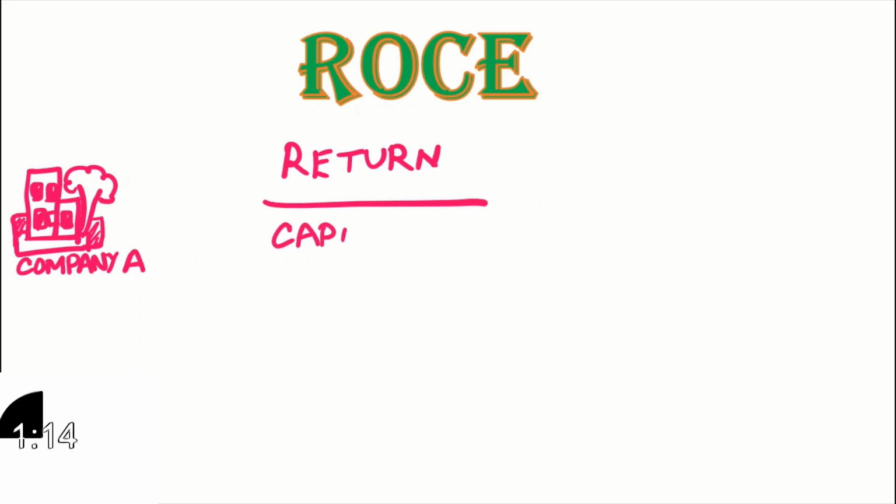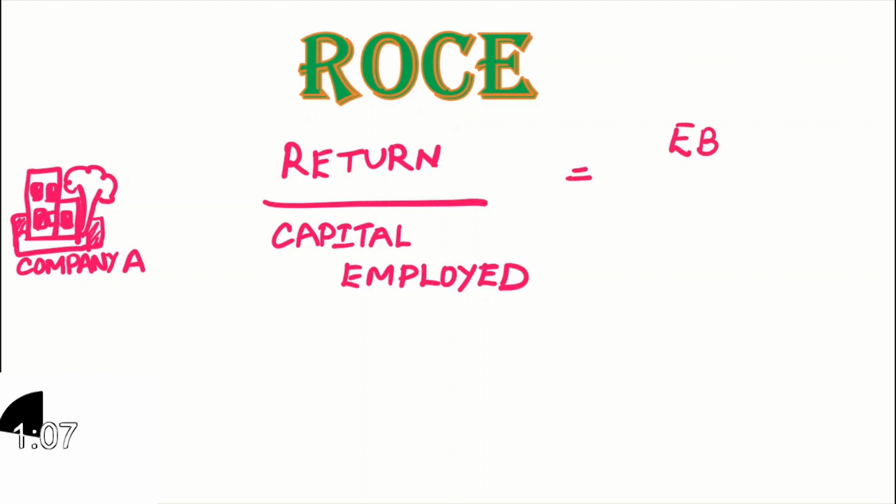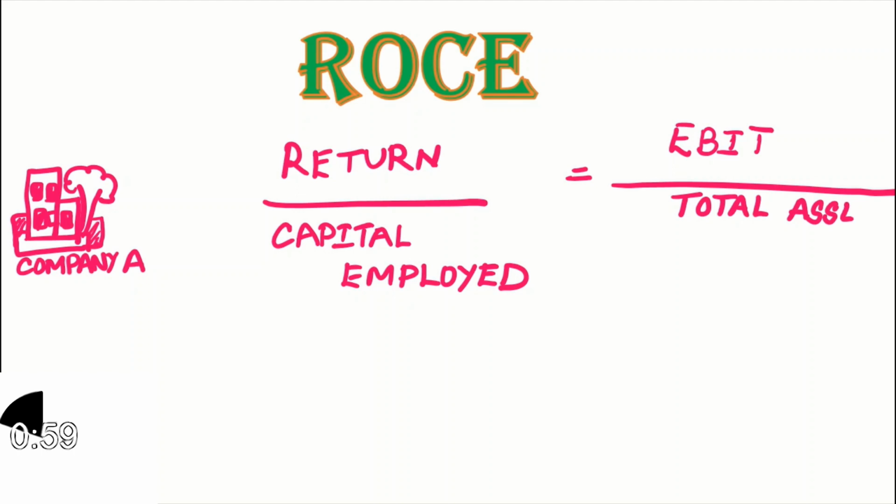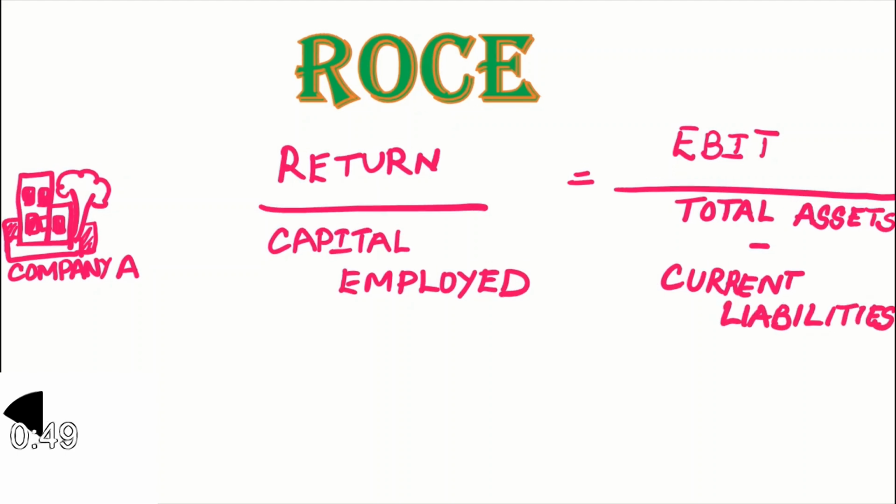ROCE, as the name suggests, is the return on capital employed. Return means EBIT, that is the earnings before interest and tax, and capital employed is nothing but total assets minus current liabilities. Simply put, ROCE tells us how efficiently the company is using its capital to generate profits.